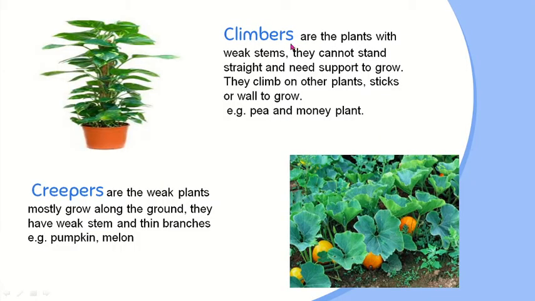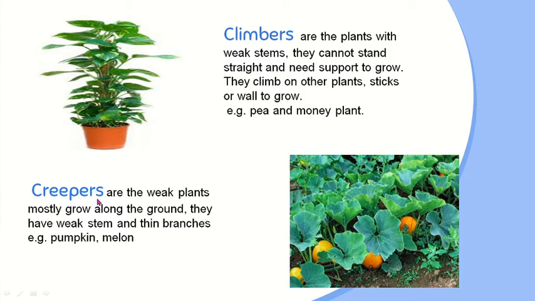Climbers. As the term indicates, climb means to climb on something. Climbers are plants with weak stems. They cannot stand straight and need support to grow. They climb on other plants, sticks or walls to grow. As you can see, this is a money plant. The plant grows and climbs with the help of this stick.